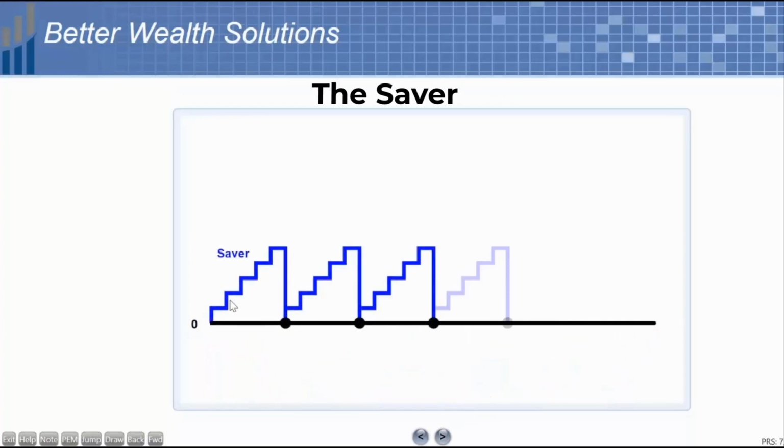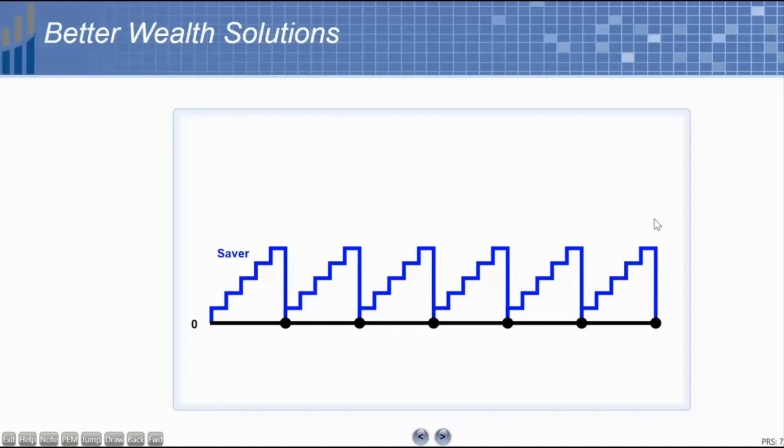The saver, on the other hand, delays their gratification, saves money, then buys their car, saves money, goes to college, saves money, down payment on the house. But this person feels like they're on a treadmill, because while they're saving money, they're actually losing money, because every time they pay cash, their money is not able to continue to grow.